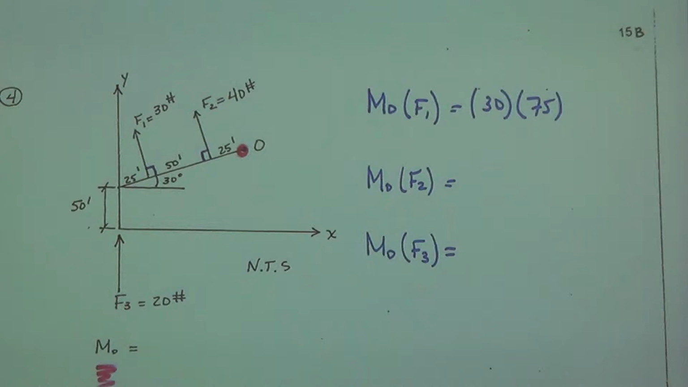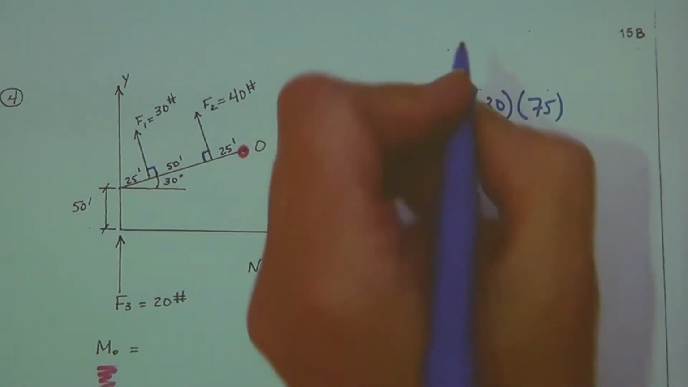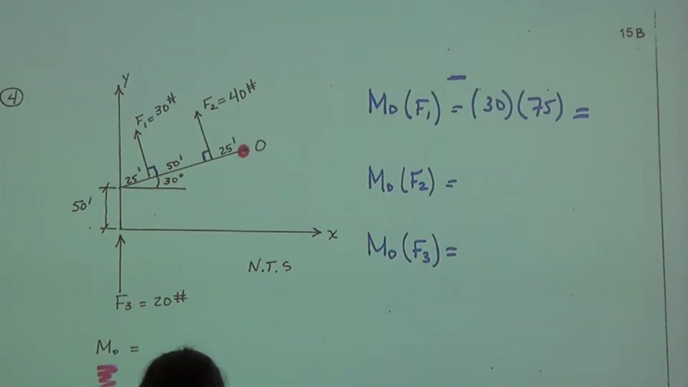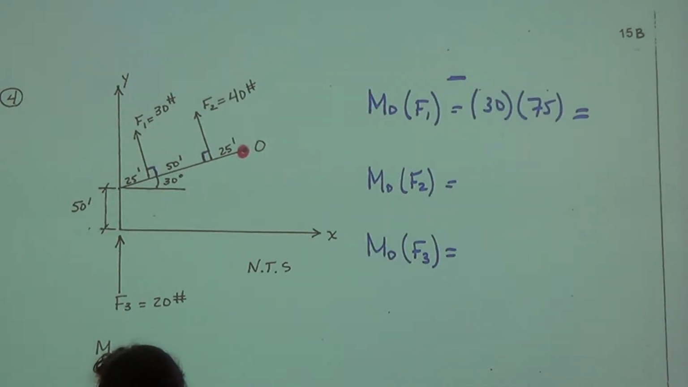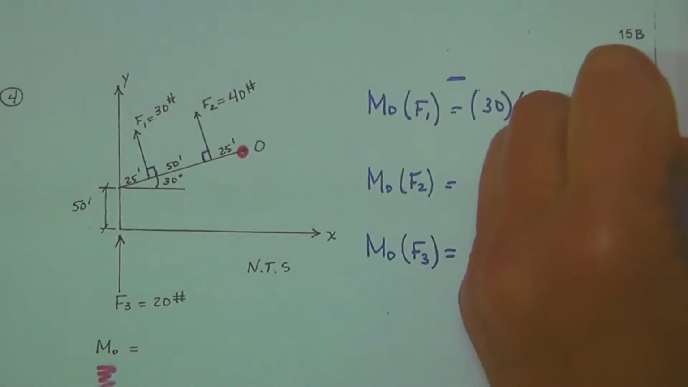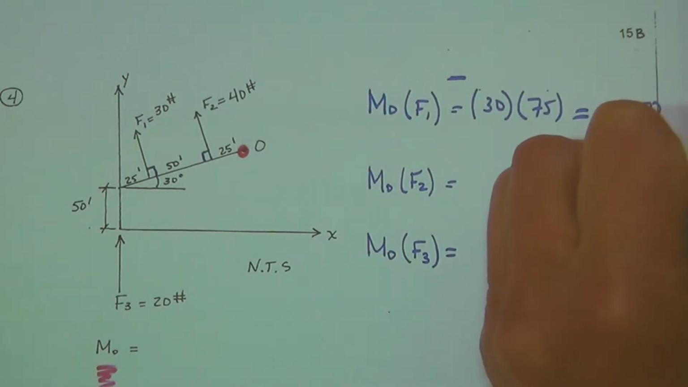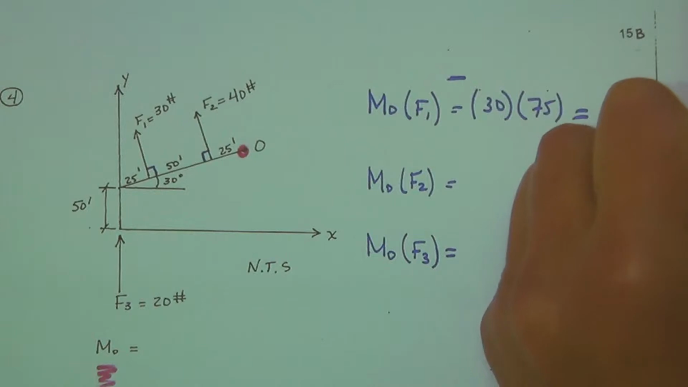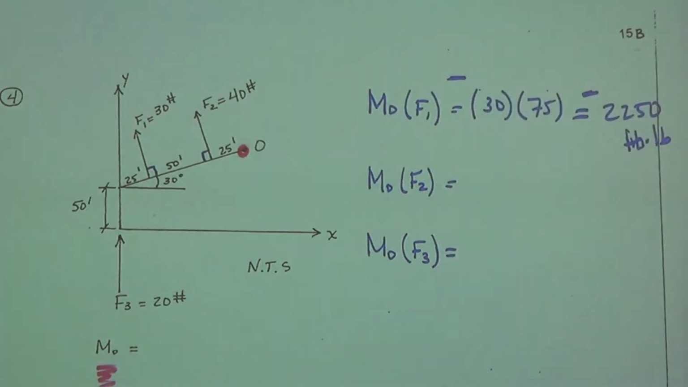Okay, and is it positive or negative? So fingers go in the direction of the force, palm goes towards O, a negative value. You guys can just tell me. 2250. And what are the units? Foot, pound. Foot, pound. And it's negative.